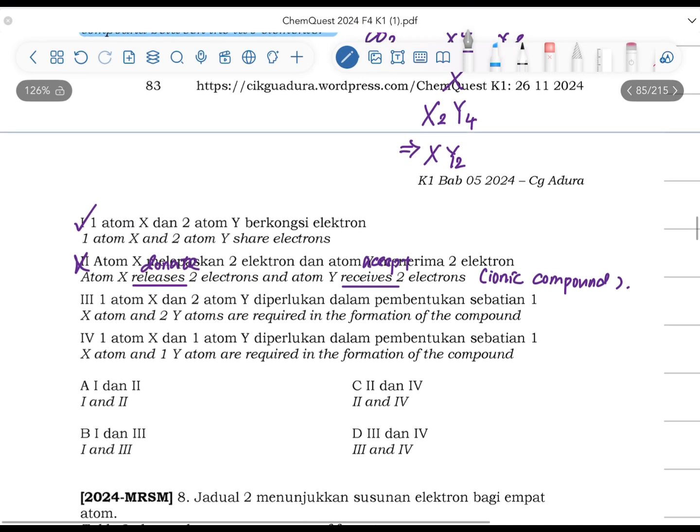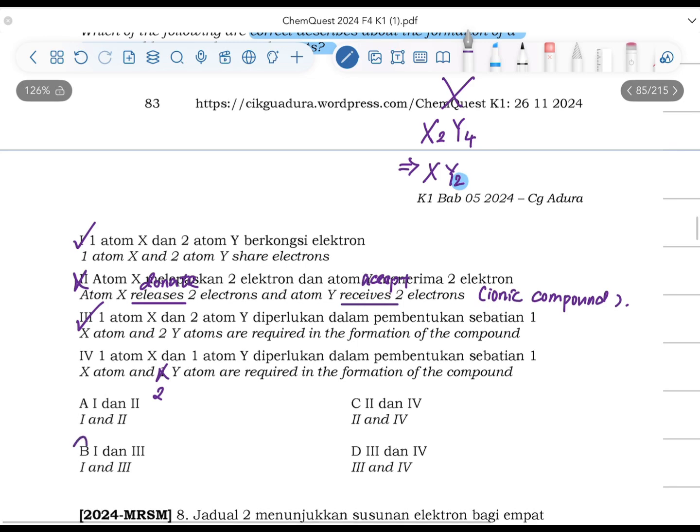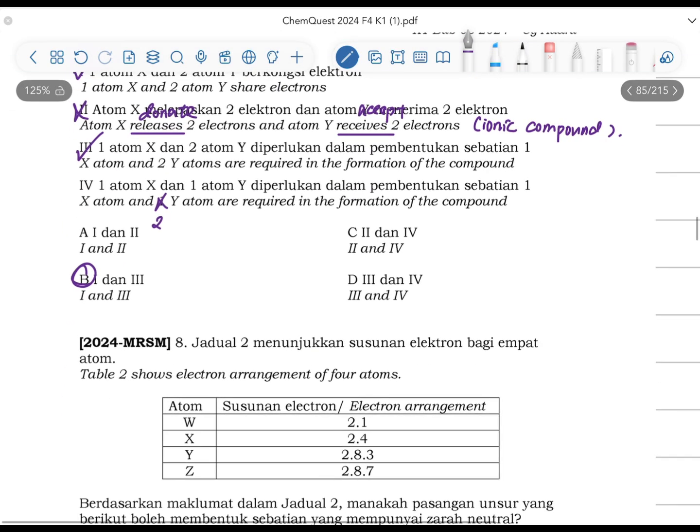Okay, also the third one. X atom and 2 Y atoms are required in the formation of the compound. Yeah, sure. X atom and 1 Y atom are required? No, it is 2 atoms because here we get 2. So it means that there are 2 atoms of Y involved in the formation of the compound. So our answer would be B, which is 1 and 3.